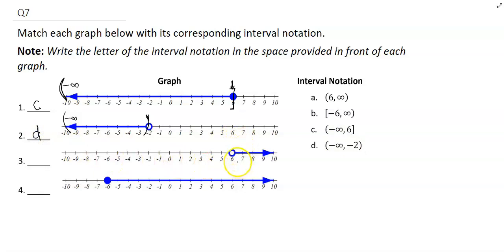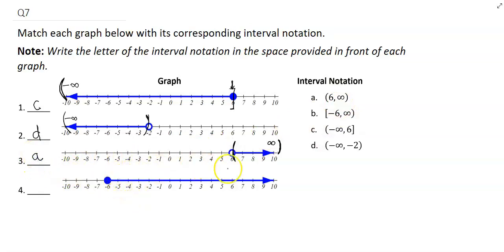Now the right side. The arrow is going to the right forever because there is an arrow. So it's going to infinity and beyond. Then I know that I use parentheses here. A hollow point here, not including the 6. Another parenthesis here. So 2 parentheses starting at 6 and going to infinity. So this is the A.